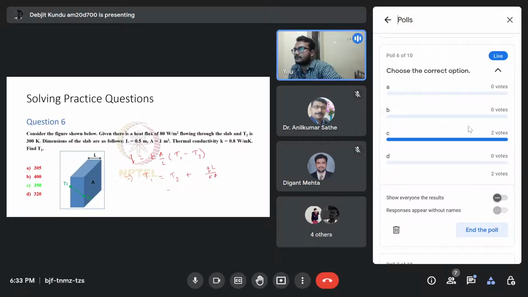And if we plug in the values, T2 we know to be 300, Q is given as 80, L is 0.5, K is 0.8, and A is equal to 1. So no need to worry about that. If we take this out and divide 80 by 0.8, this would be 100, and 100 into 0.5 would be 50. So 300 plus 50, 350.